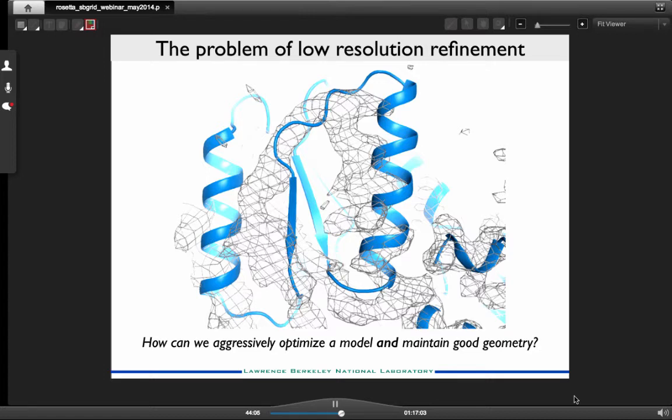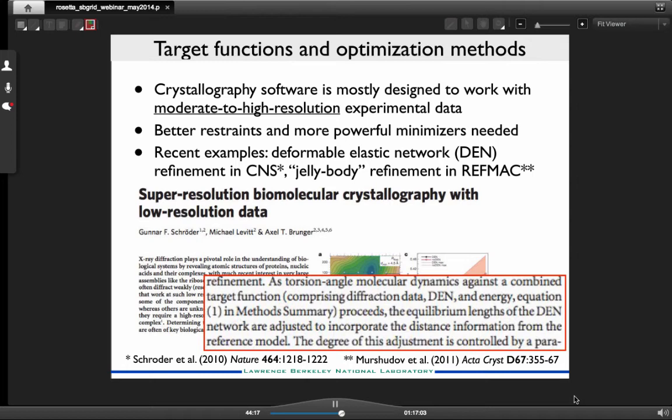And traditionally in the past, it's been somewhat difficult to do both at once. Usually you have something of a choice to make. And there's usually a lot of manual rebuilding involved, both to move the model and to correct geometry errors. So most of the crystallography software that has been developed in the past has been designed to work with moderate to high resolution data. And really, 3 angstroms is generally the traditional point at which the normal methods start to break down. To deal with the lower resolution data, we need both better geometry functions and also better minimization methods.